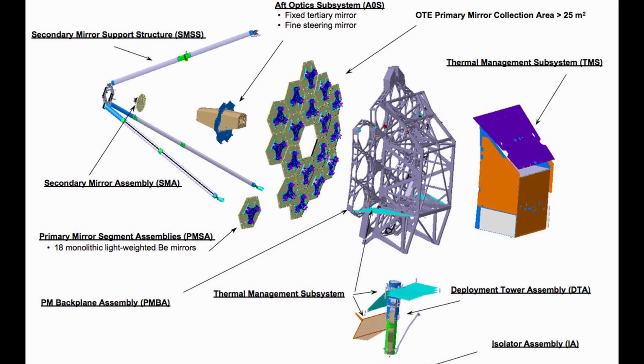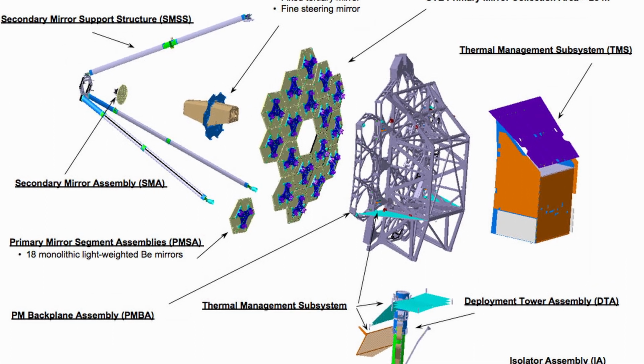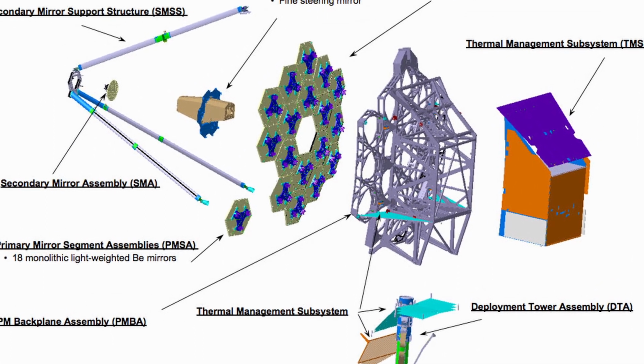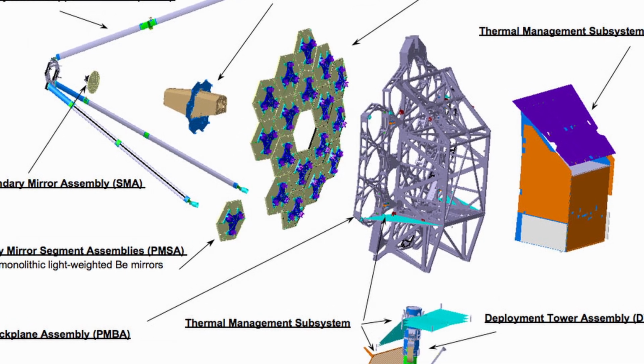There is also a fixed tertiary mirror and a steering mirror located in the aft optics subsystem, which occupies the middle hexagon, surrounded by the 18 mirror segments. This is the eye of the telescope.